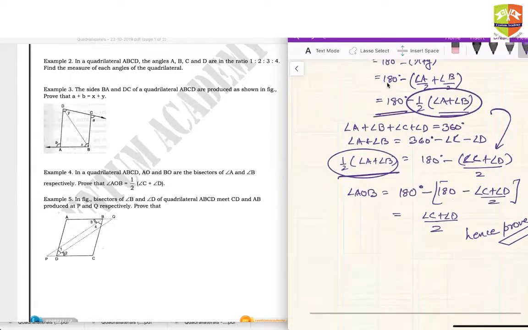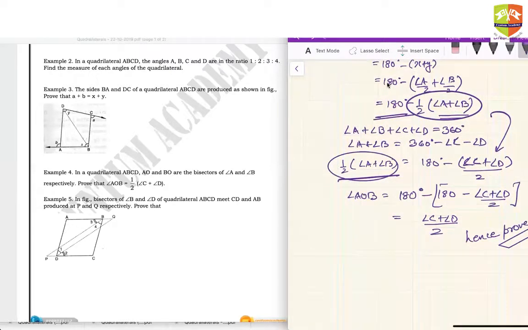A plus B plus C plus D is 360 degrees. Hope you understood this. Then angle A plus B can be written as 360 degrees minus angle C minus D. Just take these two on the right hand side. Then angle A plus B is this. If I multiply this whole by half and open the brackets, you'll get 180 degrees minus this. Now, did you all understand?